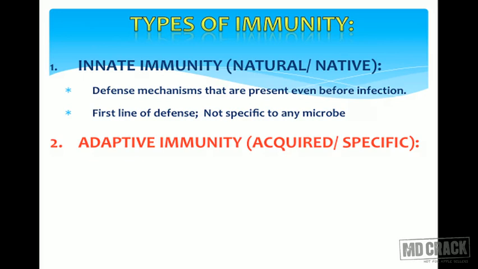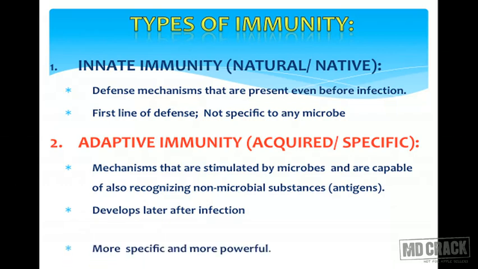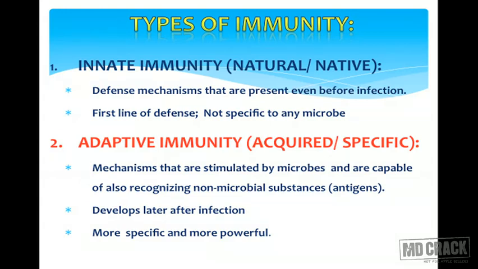We have a stronger immune system, so called adaptive immunity, which is also called acquired immunity or specific immunity. These are the mechanisms which are stimulated once the microbes enter the body and our body recognizes these microbes, and sometimes also non-microbial substances, so called antigens. This is the immunity that develops after the infection. It is very specific and more powerful as compared to innate immunity.